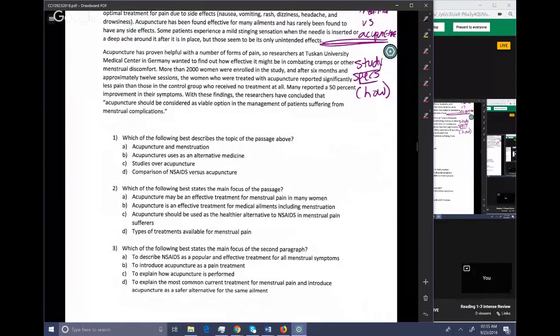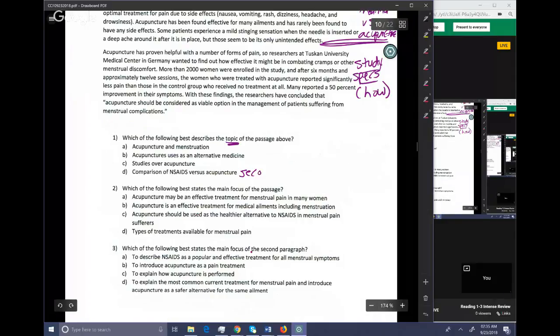Question 1 says, which of the following best describes the topic of the passage above? Typically, when we do topic, we use a word, maybe 2 words. You can see that these are short, but they're not super short. So you might be somewhere between a topic and a main idea. It will depend on what you have as choices here. So you have acupuncture and menstruation, acupuncture's uses as an alternative medicine, studies over acupuncture, and comparison of NSAIDs versus acupuncture. So a couple of comments that I have.